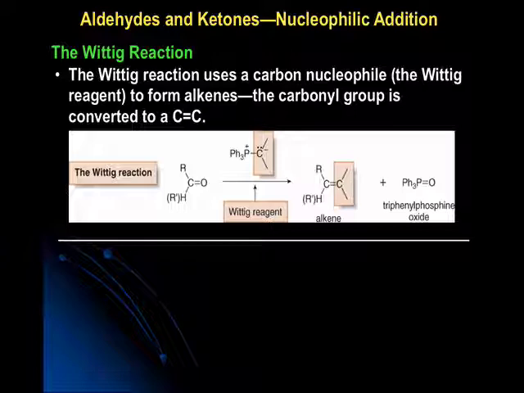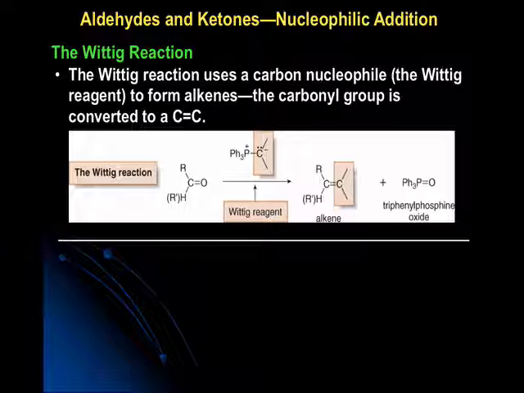Okay? And so the Wittig reaction takes an aldehyde or a ketone plus what we call a Wittig reagent. Notice it's got a carbanion and a positively charged phosphorus next to one another. These are called ylids. And what happened? This carbon replaces that oxygen. It's just that simple.